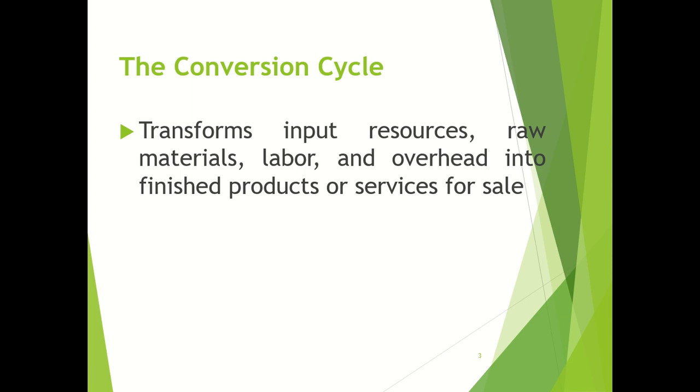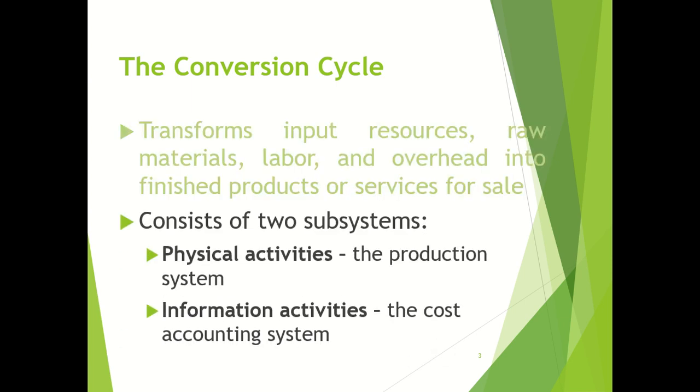The raw materials were discussed in the expenditure cycle under the purchases system. Then the labor and overhead, we somehow touched on that in the payroll system. So the raw materials are processed so that they become a finished product. We are talking again more on the manufacturing side of the business. This conversion cycle is composed of two subsystems, namely physical activities and information activities. Physical activities refer to the production system or the production process itself, and the information activities are denoted by the cost accounting system.